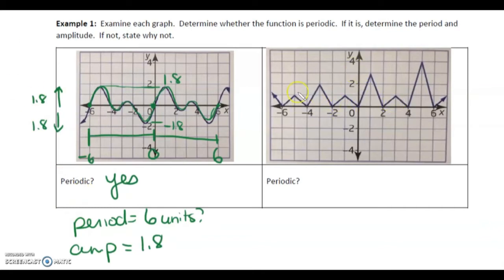Okay, now the second one. So it goes up to 1, goes up to 2, 1, 3, 1, 4. Okay, so this is actually not repeating, so it's not periodic. So we're not going to worry about the period or the amplitude for this one, because it's not going to be consistent, it's not going to be the same. Okay, we do see this pattern here of going up to the 1s. However, between each of those, we have something different. We have the zigzag going up to the 2, going up to the 3, going up to the 4. So these are not the same height. That means it's not periodic.